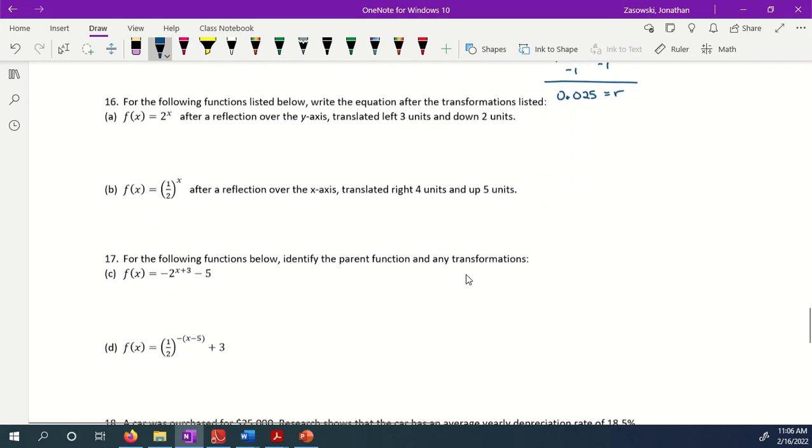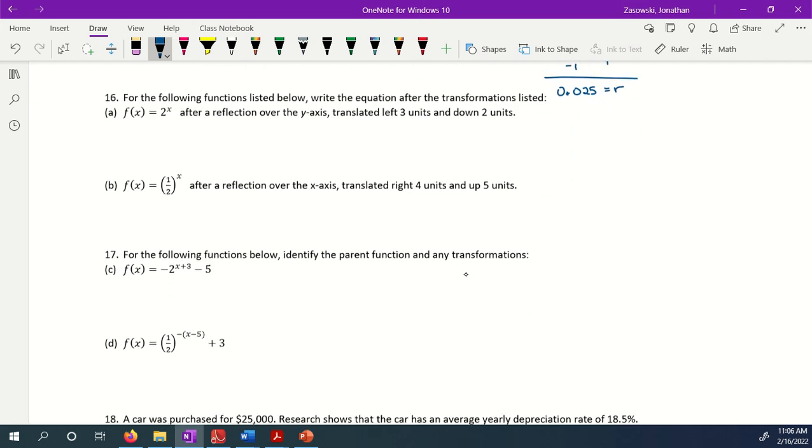All right, a couple of transformation functions. We want to take the graph of y equals 2 to the x and reflect it over the y-axis. Remember, that means we're going to change the sign of the x. Left 3 means we have to add 3 to the x, and down 2 means we take f of x and subtract 2 from it.